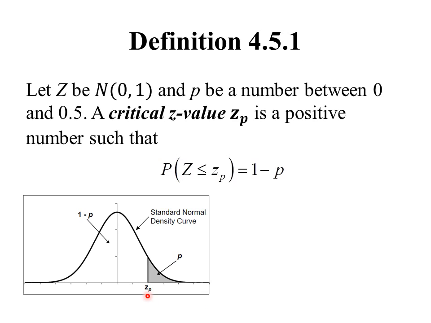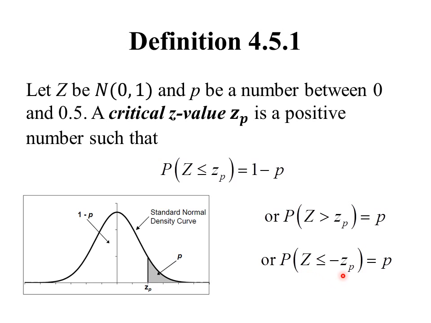So here's our critical value z sub p. The area to the left of that is 1 minus p. And the area to the right is p. So again, from this picture we see that the probability that z is greater than z sub p equals p. And then by symmetry of the standard normal bell curve, if we have negative z sub p, which would be over here, the area to the left of it would also be p. So in terms of probability, the probability that z is less than negative z sub p equals p.